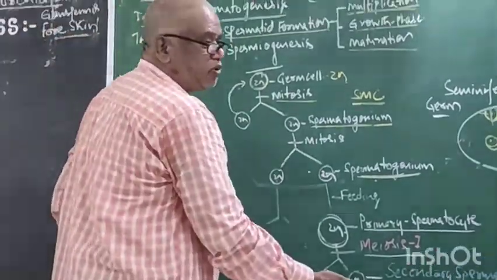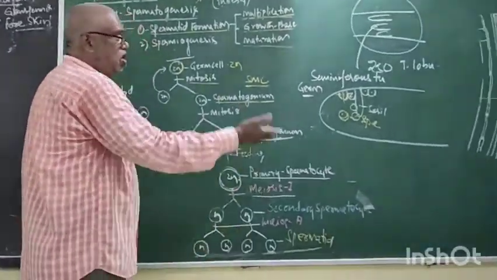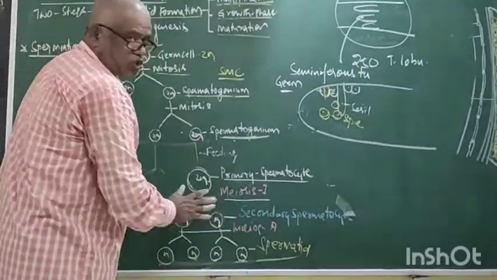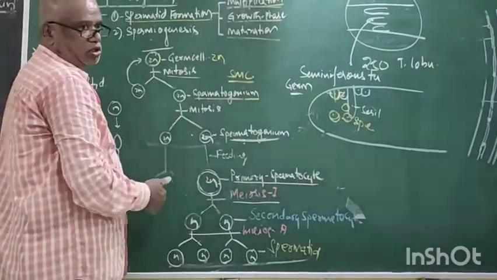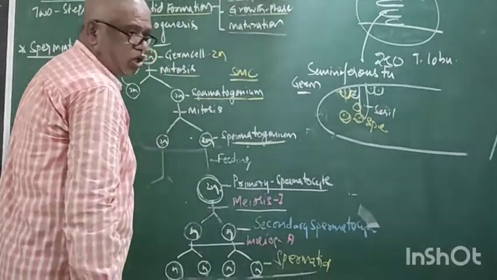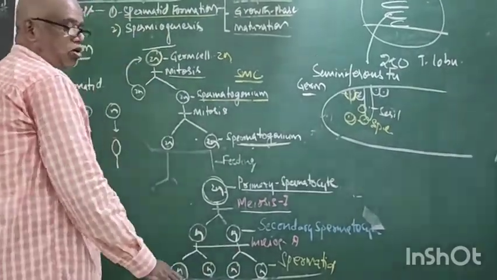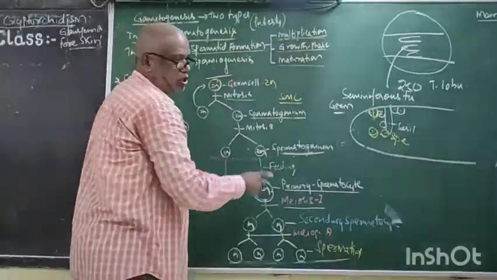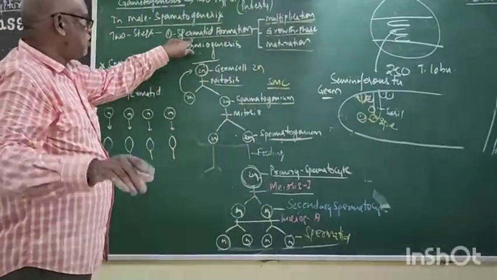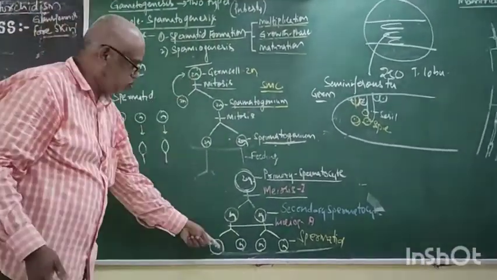In this spermatid formation, there are 3 phases: multiplication, growth phase, maturation. Multiplication, feeding, that is growth, and this is maturation. Now, after this spermatid formation, what is the last step? Suppose the first step is completed. What is the result? Spermatid.